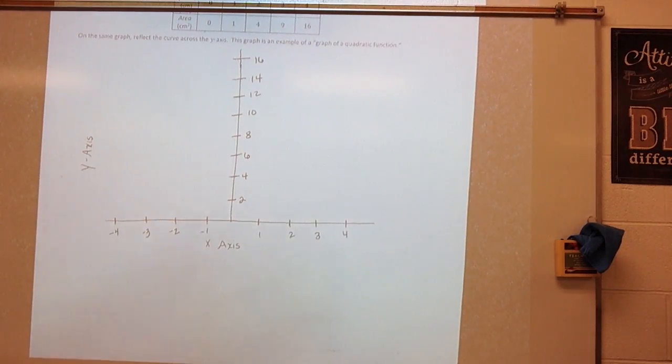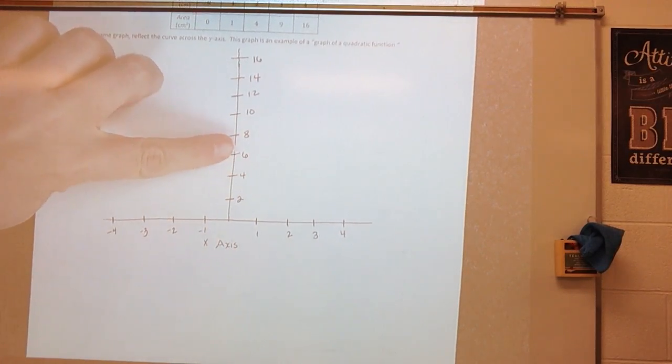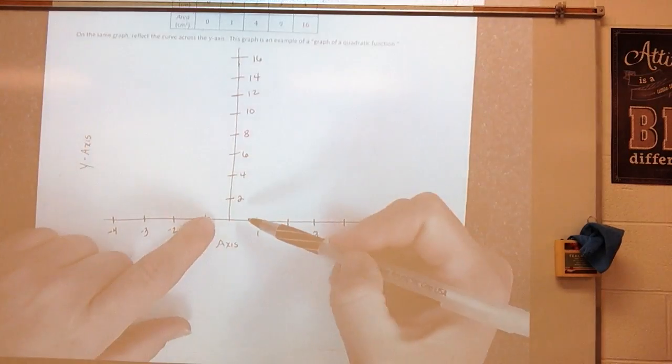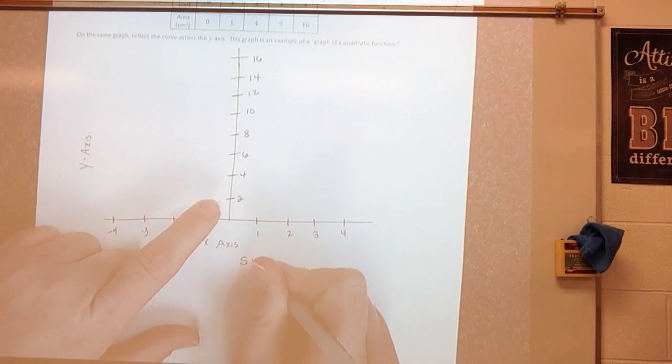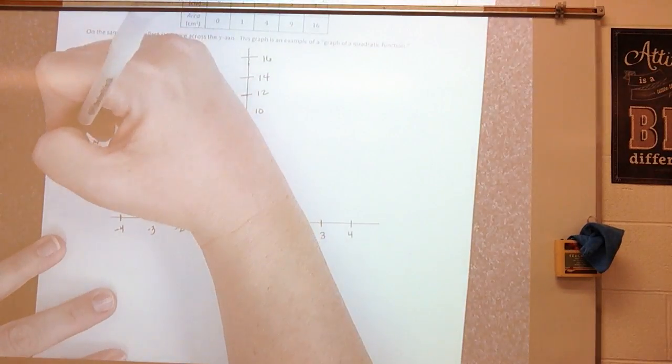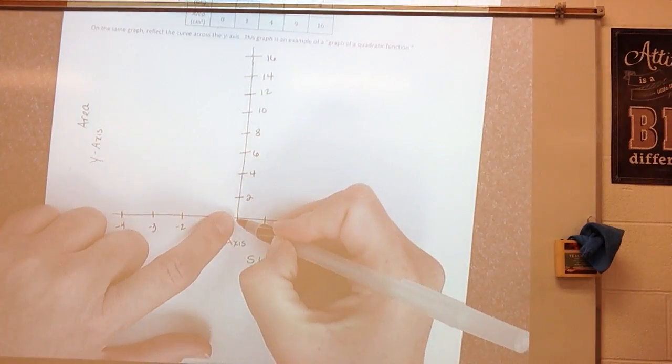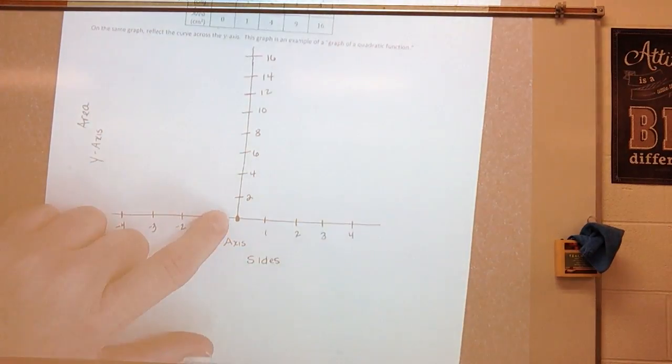Guys, here's super important information. Notice that my spaces are pretty well even. They're not perfect. If you have trouble with getting your spaces pretty even, grab you a piece of graph paper. Graph paper is wonderful, especially when you're creating graphs. All right, so our x-axis is our sides, our y-axis is our area. So if I have 0 sides, it has an area of 0. That kind of makes sense.